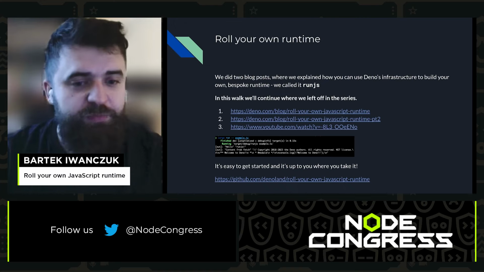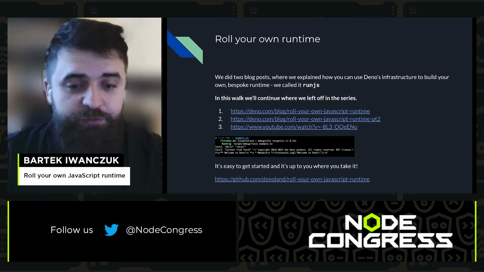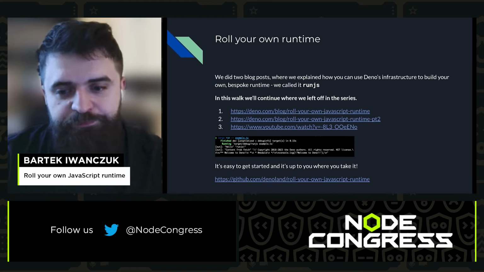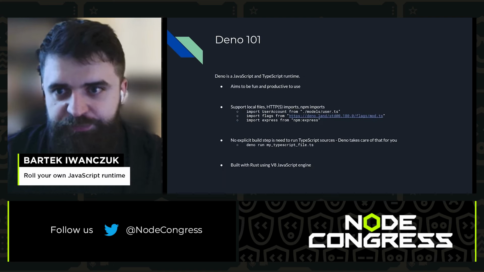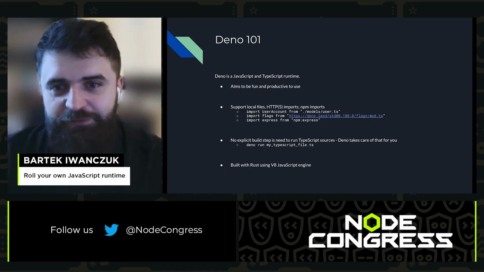Well, in our opinion, it's quite easy to get started if you want to create your own JavaScript runtime, thanks to the technologies we can now use, which are the V8 engine for executing JavaScript, but also some of the infrastructure the Deno team provides. So without further ado, let's jump right into it. But before we do that, we need to learn a bit more about Deno itself.